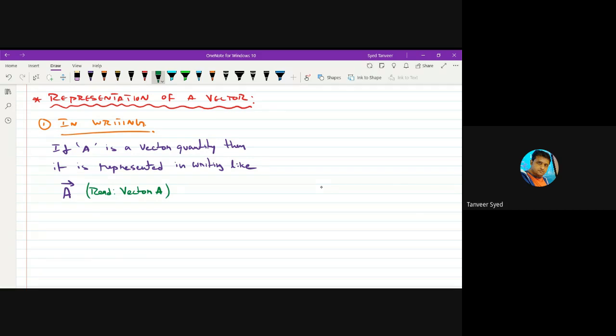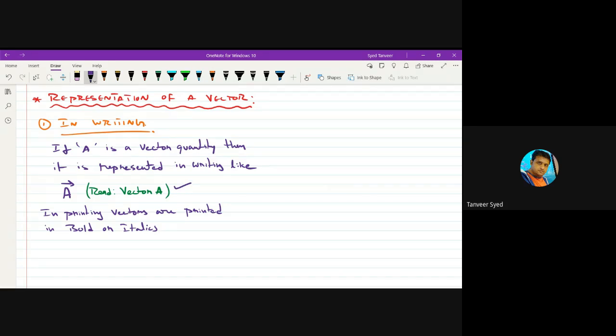And in some textbooks, vector quantities will be printed in bold or in italics. That is possible in printing, but while writing, it's very difficult to write in bold or write in italics, no? So we follow this representation.